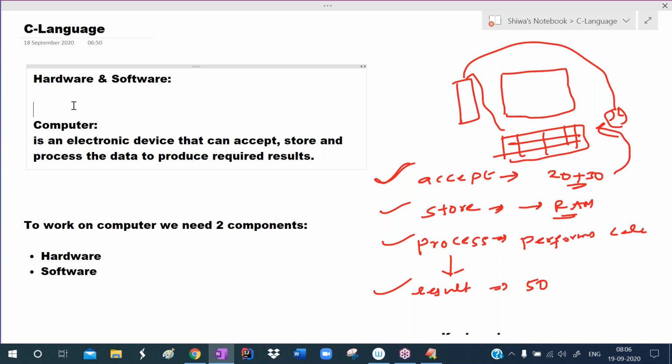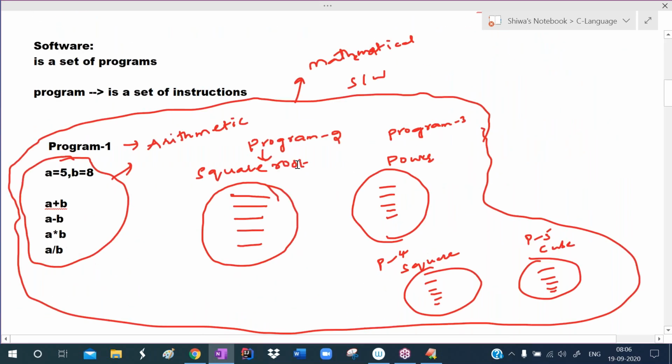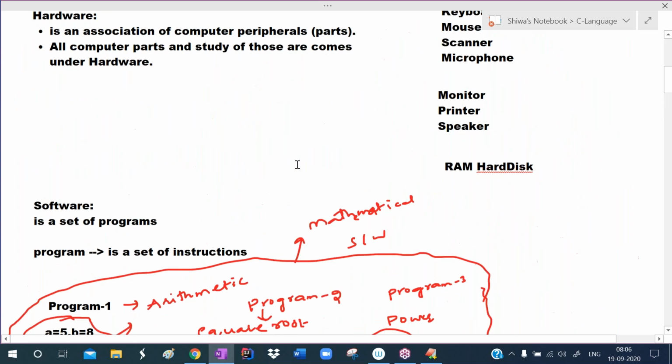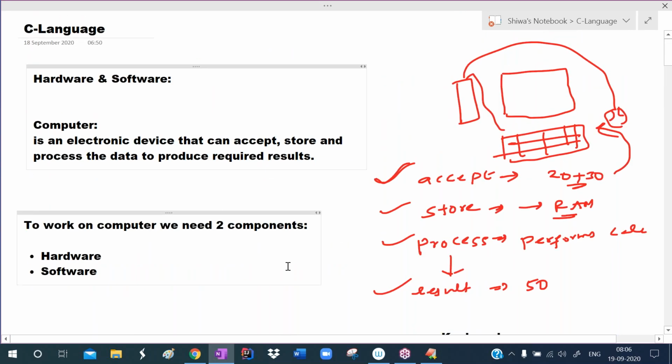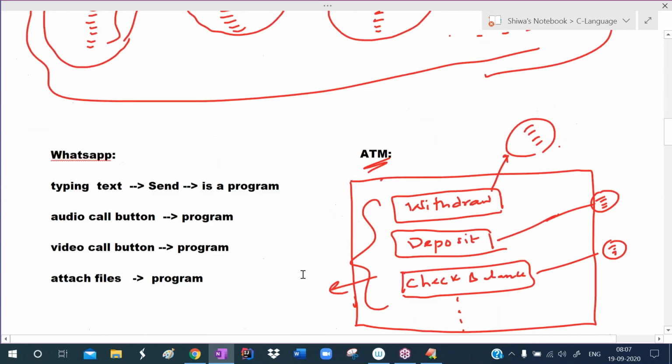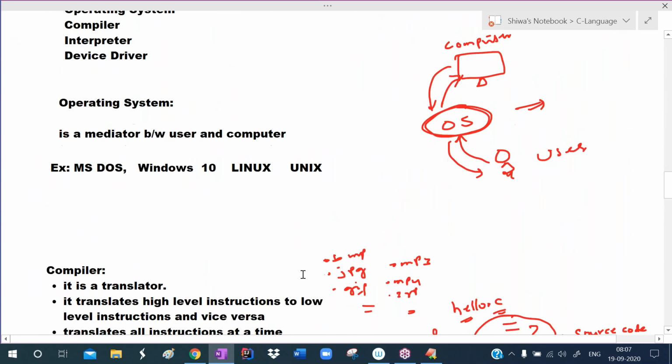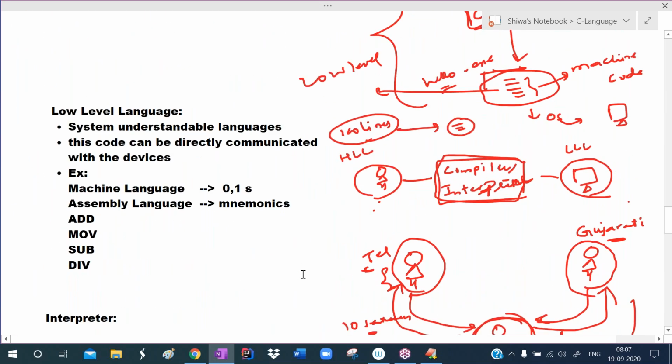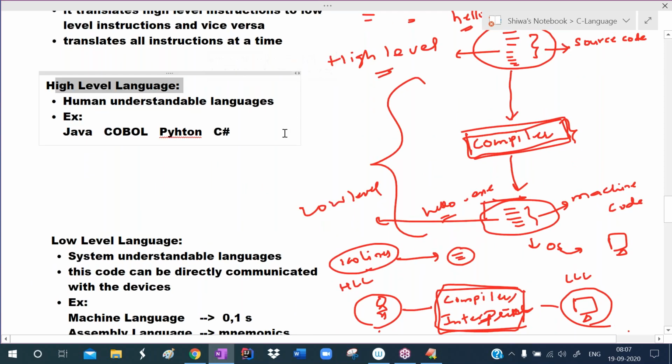Mainly, after the introduction of C language, low level languages like assembly language and machine language became outdated. Because using high level languages we develop the application software.